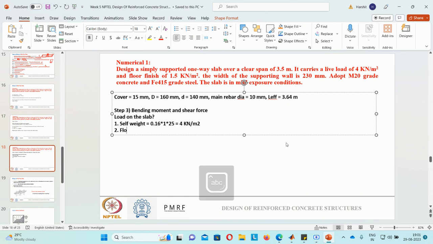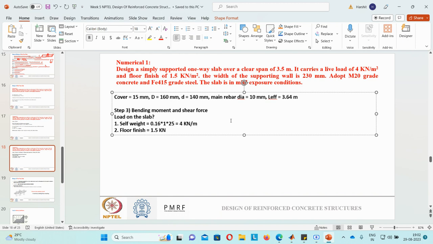Second will be floor finish. Sometimes in the books it is written in kilonewton per meter square, and in some books it is written as kilonewton per meter. If it is in kilonewton per meter, later on you need to multiply with L only or something like that. Because the unit weight is kilonewton per meter cube, multiplied by a width of 1 meter, this will be in kilonewton per meter.